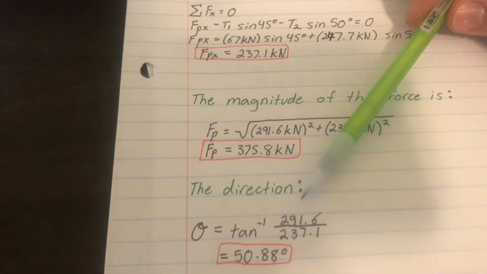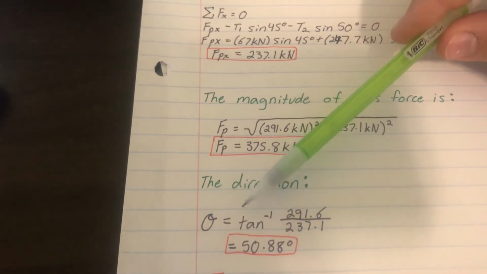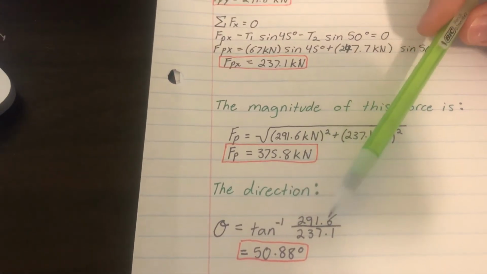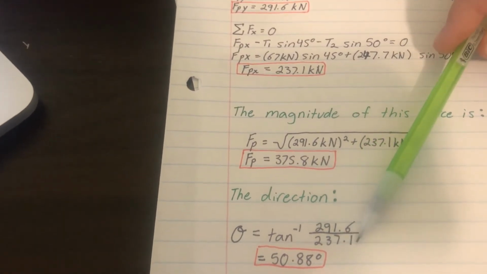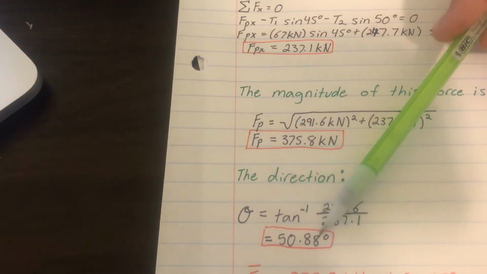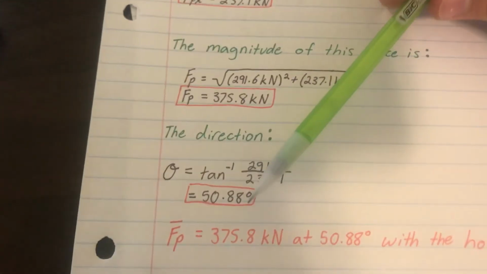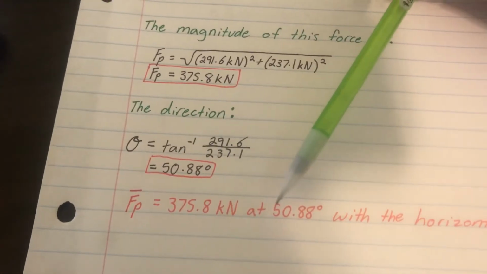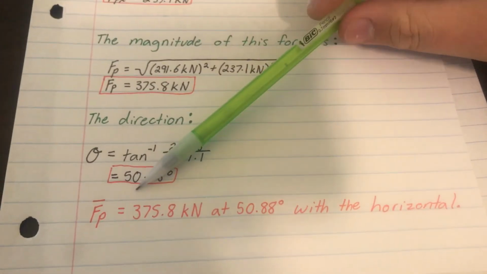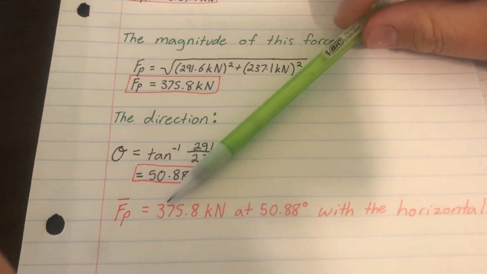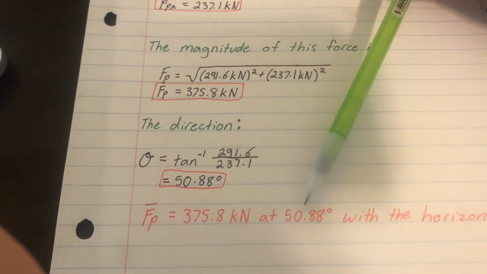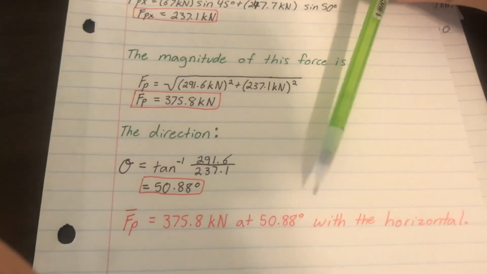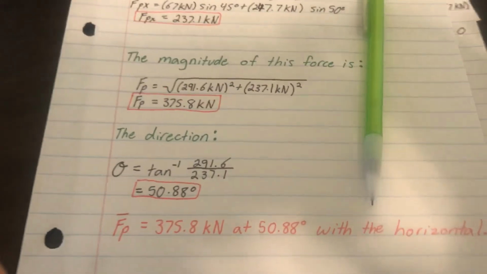And to find the direction, I took theta equals inverse tangent of 291 divided by 237.1, which gave me 50.88 degrees. So my force on the pivot equals 375.8 kilonewtons at 50.88 degrees with the horizontal. And that is my rigid body equilibrium.